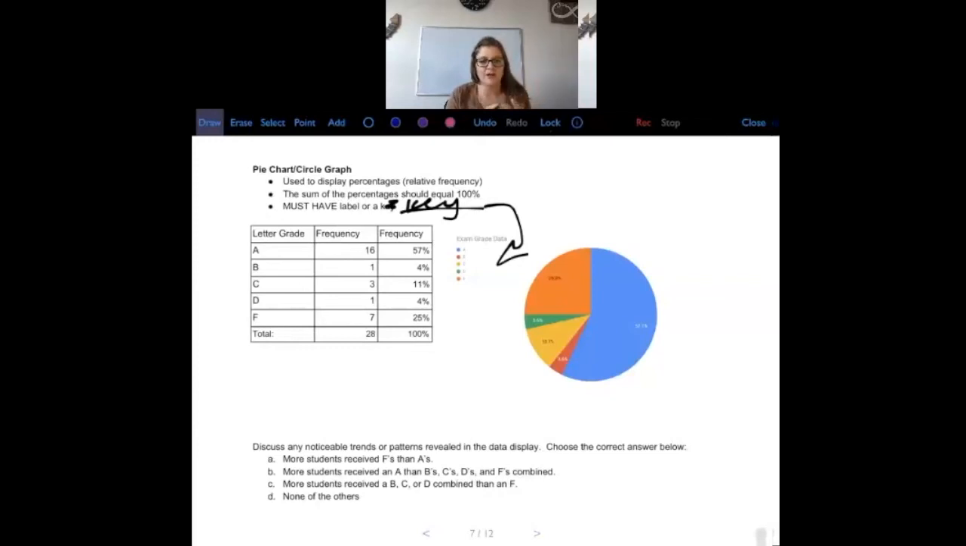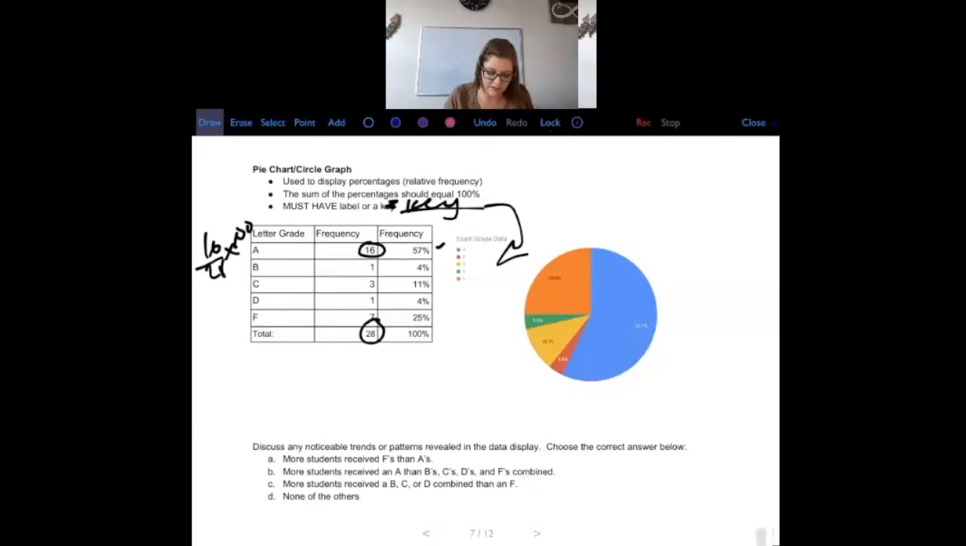And so I have the chart here again, letter grade and frequency. When we talk about relative frequency, it has to do with how often that category occurs out of the total. So for instance, to get 57%, we would take 16 divided by 28 and then times 100. Same thing for B, C, D, and F.